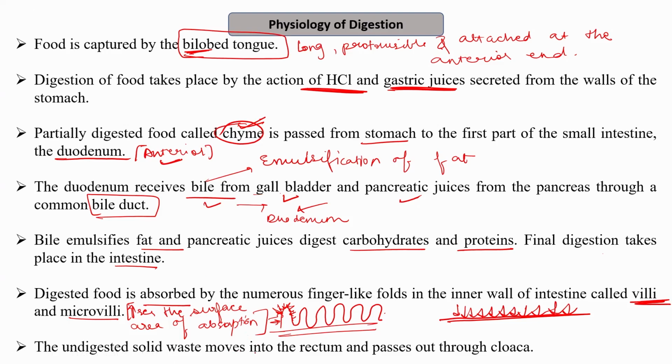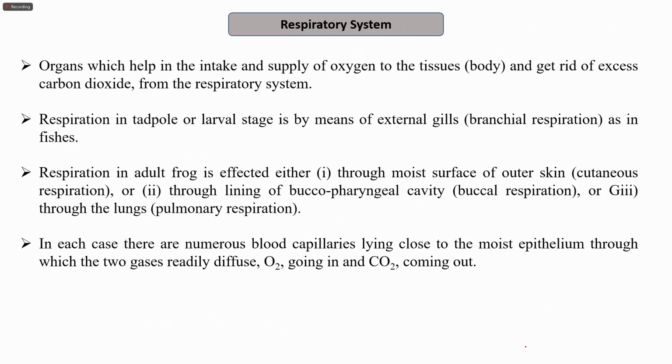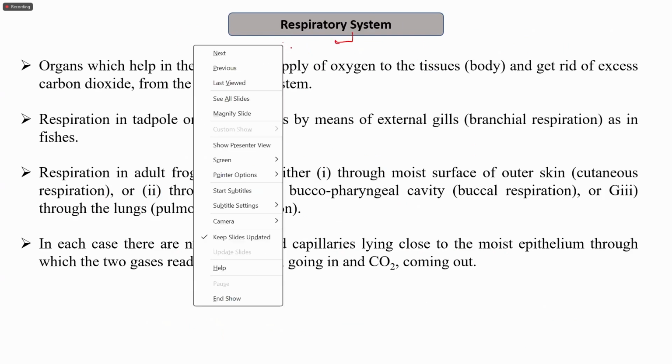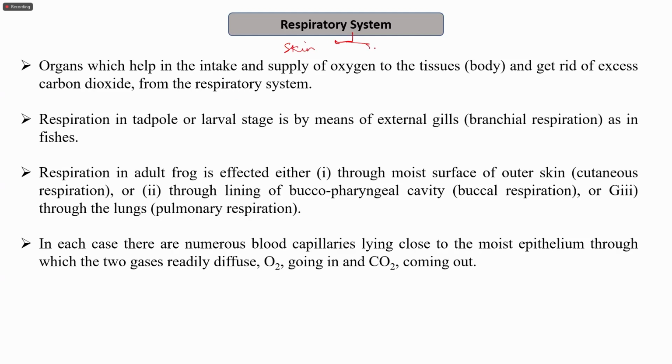The undigested solid waste moves into the rectum and passes out through the cloaca. The next organ system is the respiratory system. We know that respiration in frog may take place through the skin, or it may take place through the lung. Also, in the case of tadpole, respiration may take place with the help of the external gills.